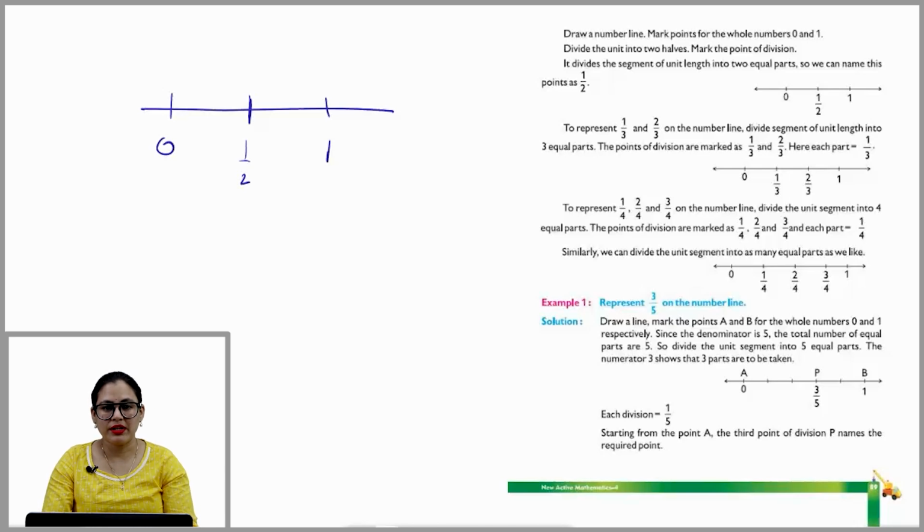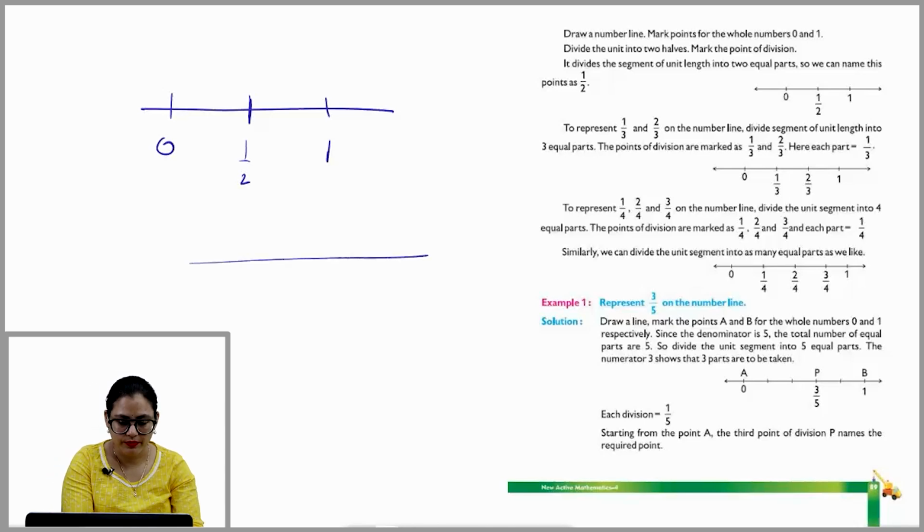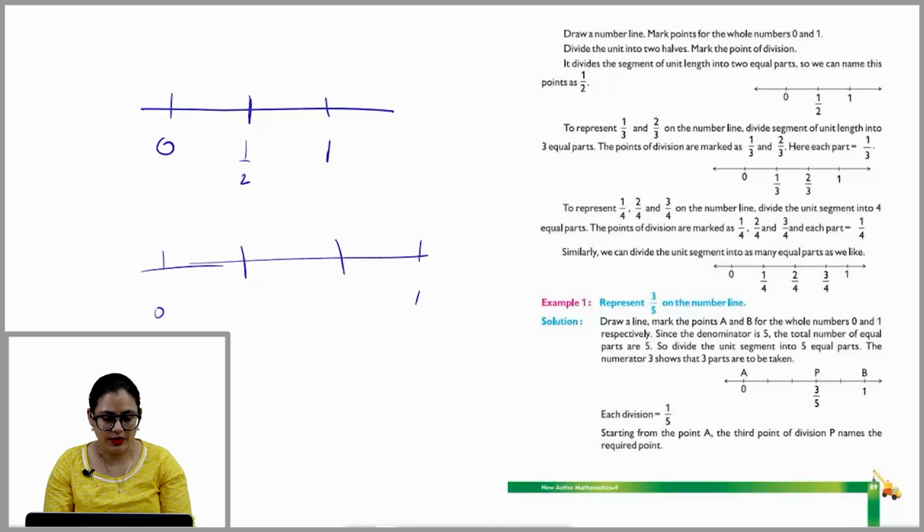To represent 1 by 3 and 2 by 3 on the number line, divide the segment of unit length into 3 equal parts. That is, in this case, what will you do? 0, 1. You will have to divide it into 3 equal parts. So this is 1 by 3, this is 2 by 3, this is the whole, that is 3 by 3.